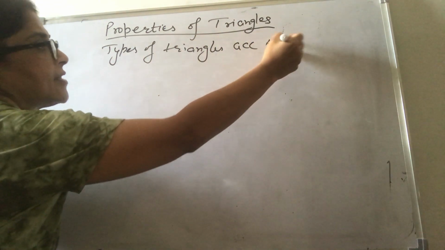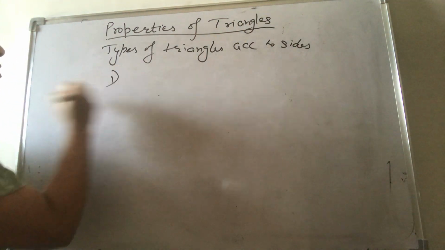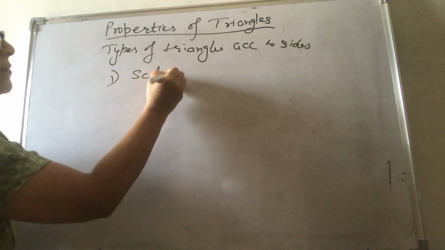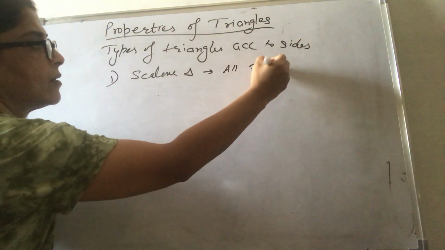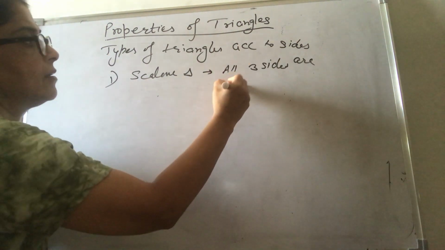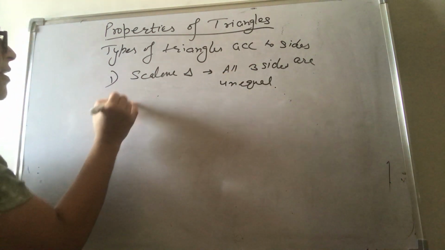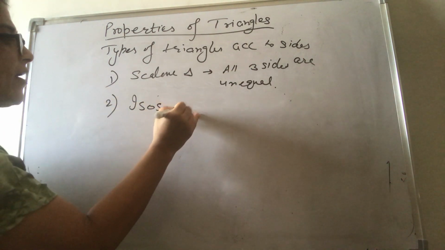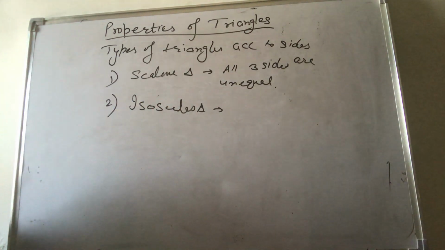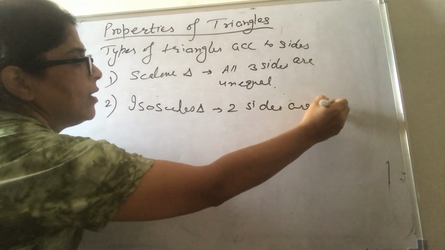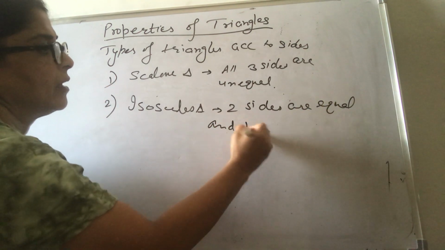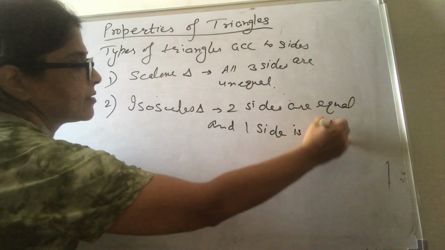according to the sides. The first type is scalene triangle. Scalene triangle means in which all three sides are unequal. The second type is isosceles triangle. The triangle in which two sides are equal and one side is unequal. Two sides are equal and one side is different.